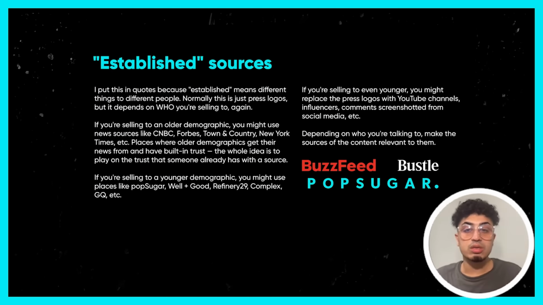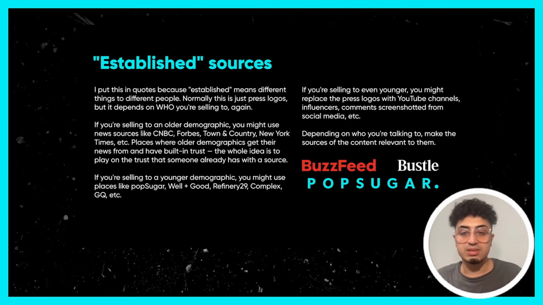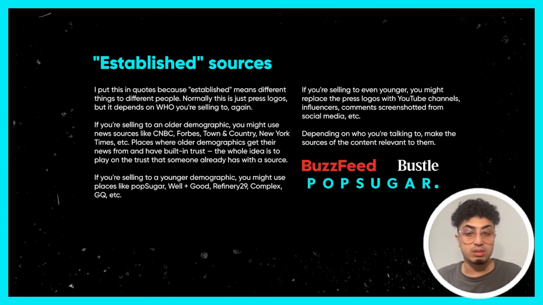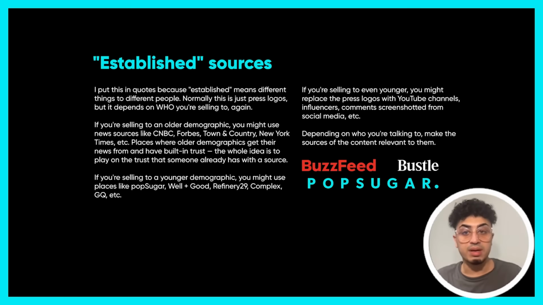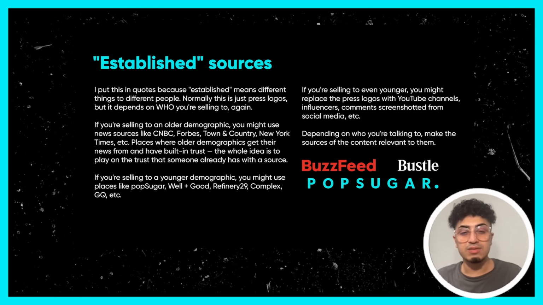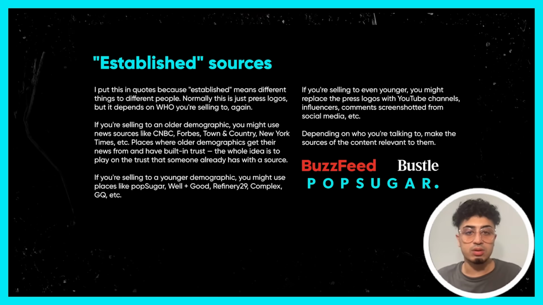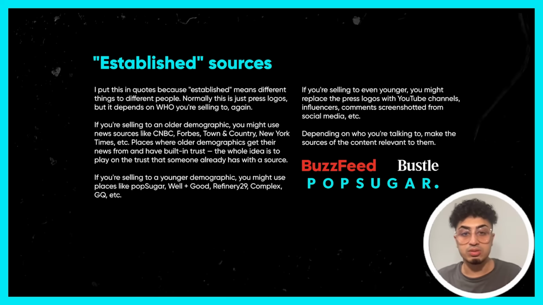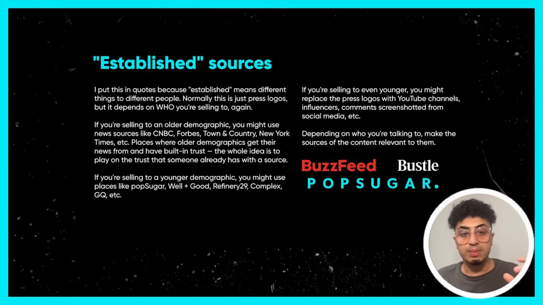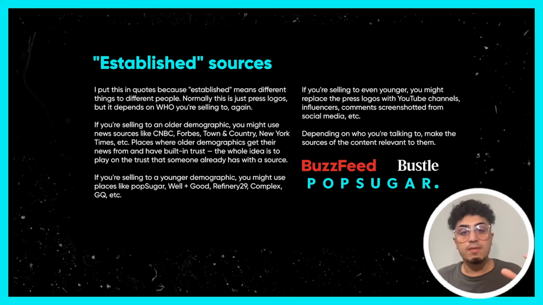If you're selling to a younger demographic, you might use places like Pop Sugar, Well Plus Good, Refinery 29, Complex, GQ. And if you're selling to even younger audiences, you might replace press logos with YouTube channel influencers, comments screenshotted from your social media, and etc. Depending on who you're talking to, make those sources of the content relevant to them.